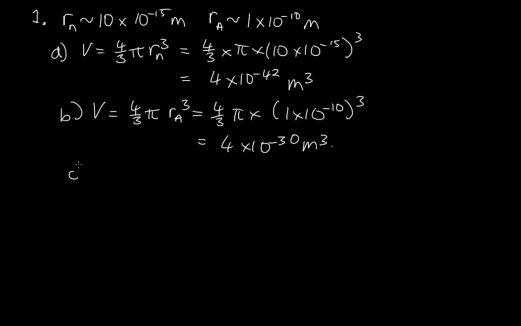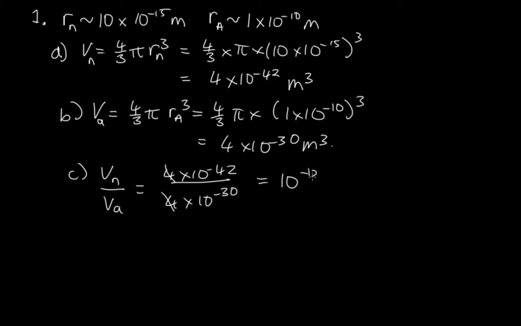And so part C then asks what fraction of the atomic volume is filled by the nucleus. So this is the volume of the nucleus, this is the volume of the atom. So what we will have is the volume of the nucleus over the volume of the atom, which is equal to 4 times 10 to the minus 42 over 4 times 10 to the minus 30. These 4's will cancel out and we'll end up with 10 to the minus 12 is the fraction of the atom which is filled by the nucleus, so a tiny part. So we can either leave our answer as 10 to the minus 12, or if you want to give it as a percentage, then you multiply it by 100, so it would be 10 to the minus 10%.